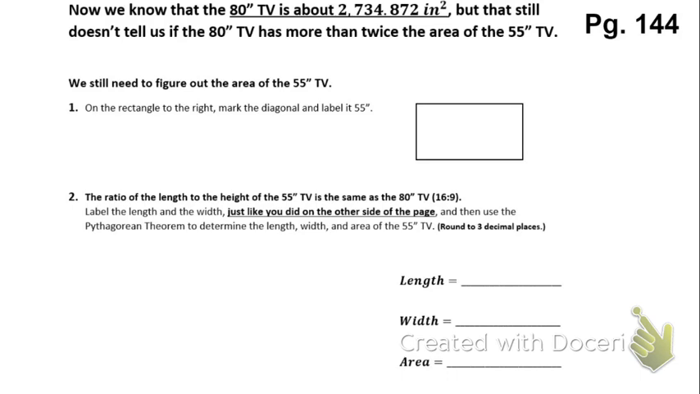If I draw this diagonal in here, what kind of shape do we end up making? A right triangle, yes. If you have not already drawn that in, please go ahead and do that. What should I label that on this? 55 inches. You okay if I use the abbreviation?